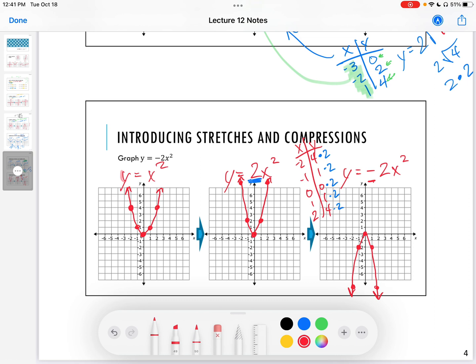And basically, this lesson is just a review from last year. The one new piece of information is the stretches and the compressions. And we will make sure on your guys' worksheet that you have plenty of those to practice.